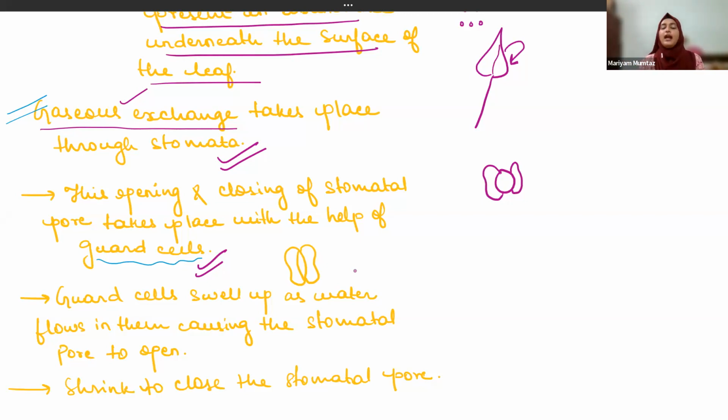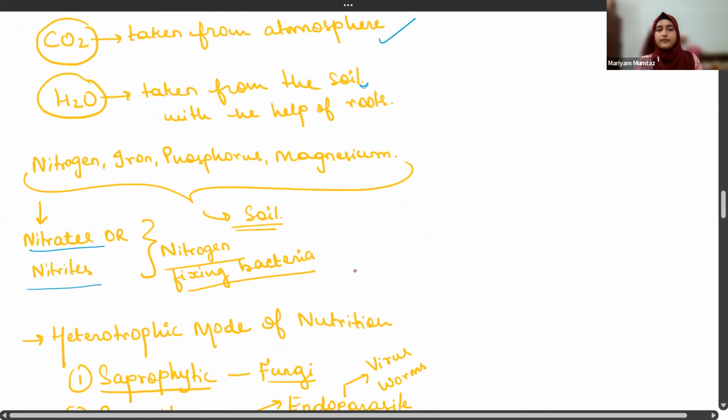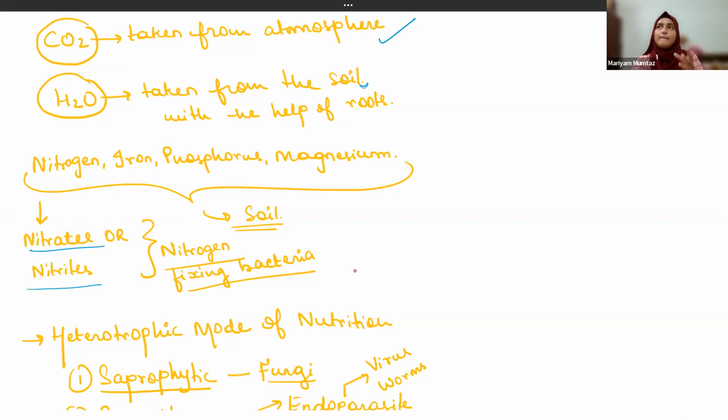And what will happen when the guard cells shrink? Water will go back to its original. Yes, the stomatal pore or the stomata will close. Why? Because when the guard cells were swelling, the stomatal pores were opening. But as soon as the guard cells lose the water, meaning they shrink, the stomatal pore will close. Clear?